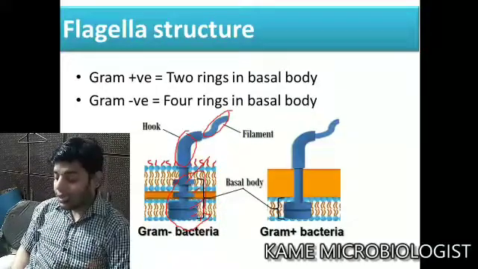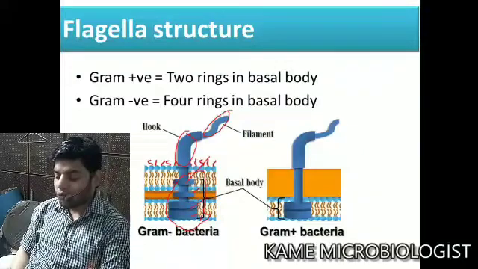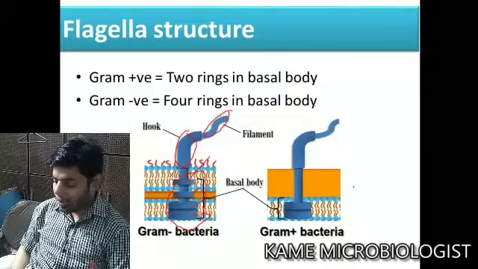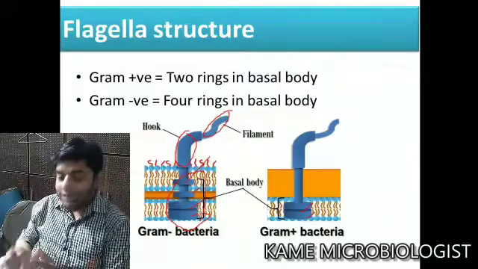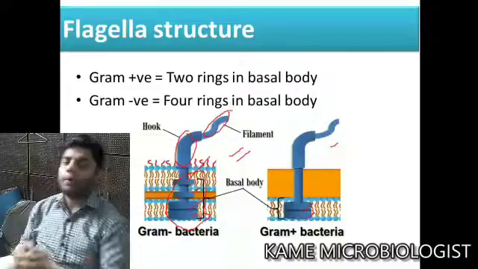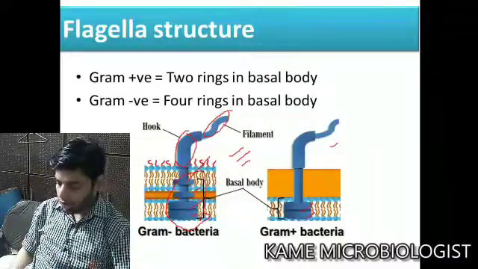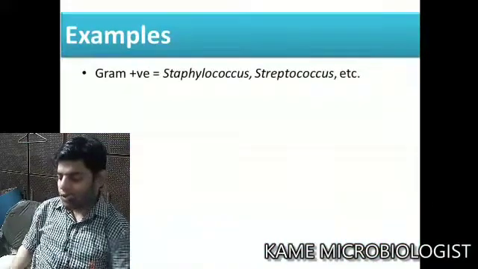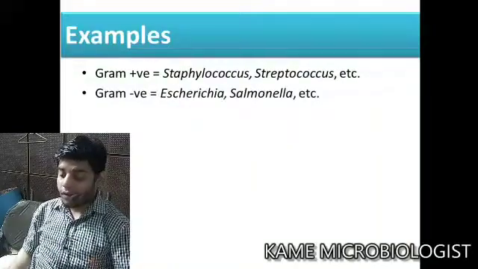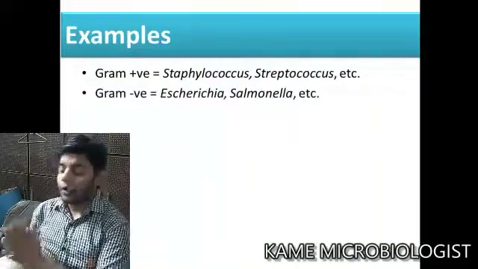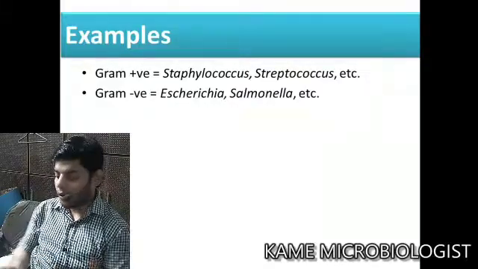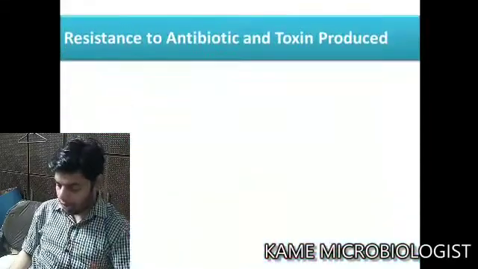Remember guys, in case of the gram-negative bacteria, we have 4 rings in the basal body, but in case of the gram-positive bacteria, we have 2 rings. So what does it mean? It means that gram-negative bacteria move faster as compared to gram-positive bacteria. Then we have examples of gram-positive bacteria: Staphylococcus, Streptococcus, and some other bacteria as well. In the case of gram-negative bacteria, we have E. coli, Escherichia, Salmonella, and Pseudomonas aeruginosa. All these are examples of gram-negative bacteria.